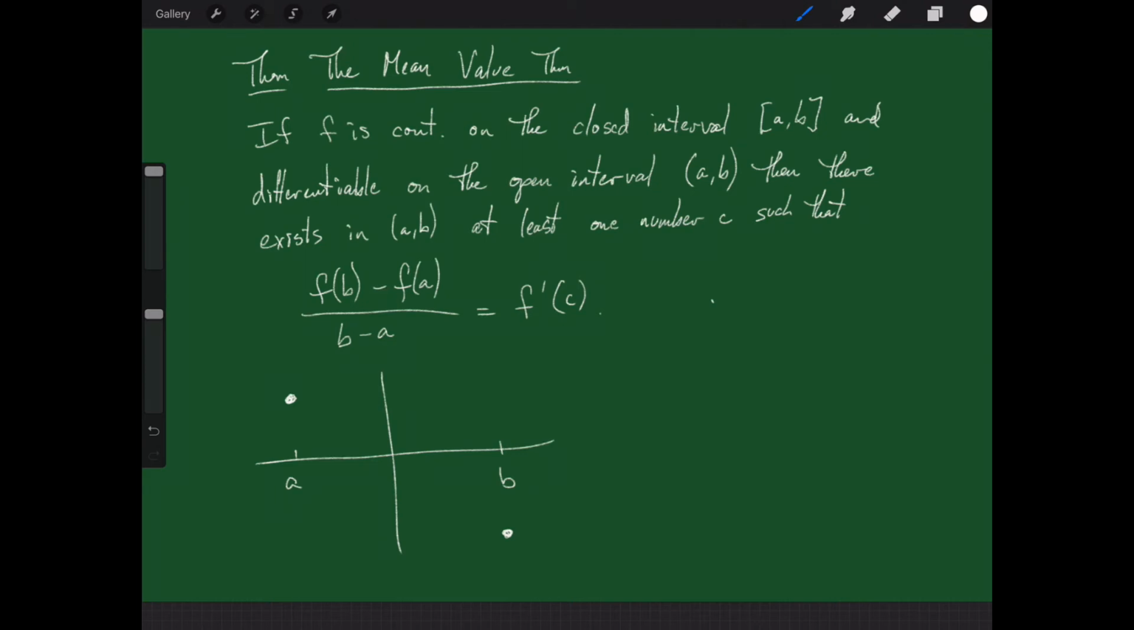So let me just draw something. How about something like this? Okay, so here's our function. Now, if our function looks something like this, what is f of b minus f of a over b minus a? That's the slope between these two endpoints.